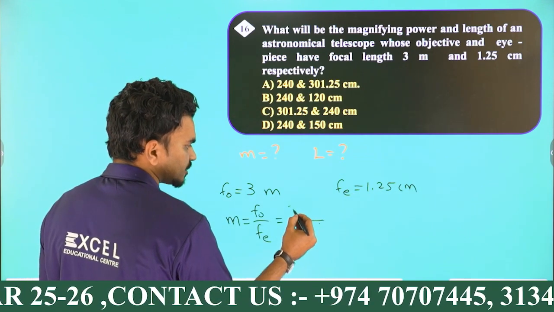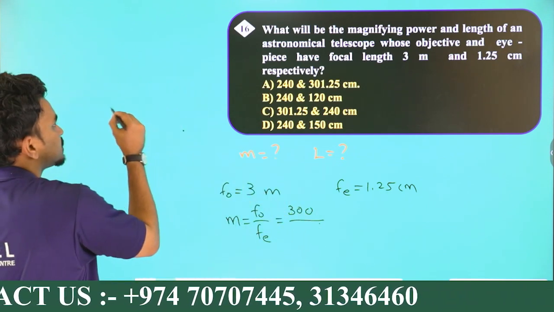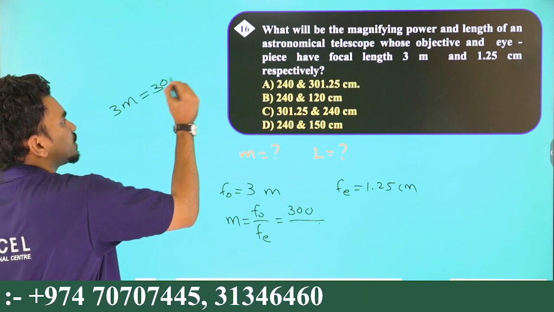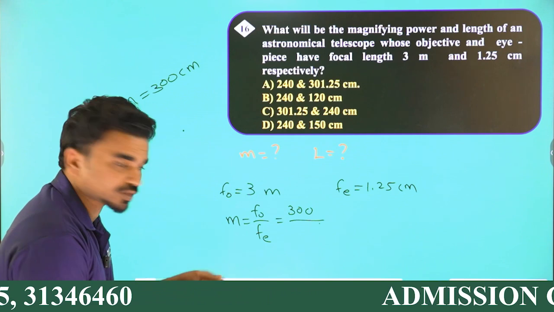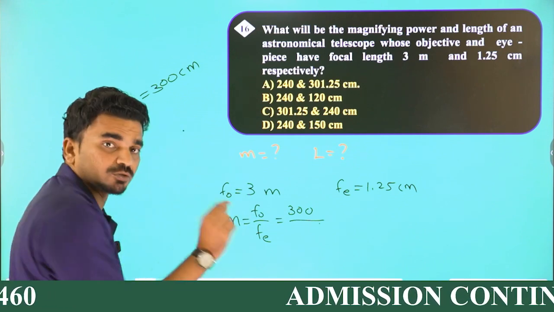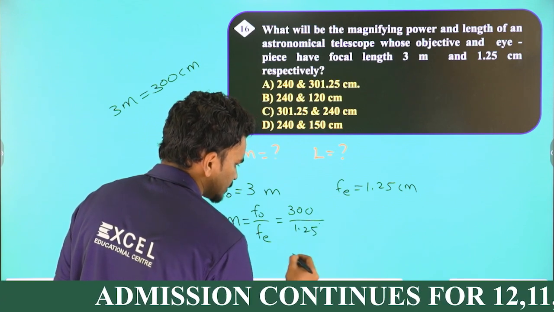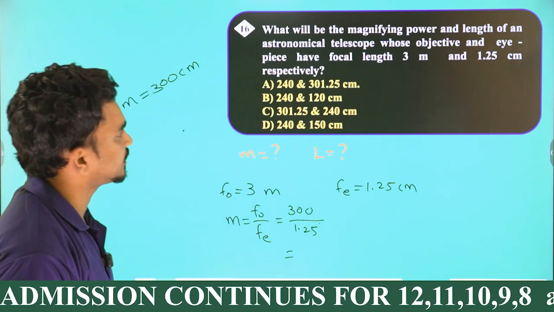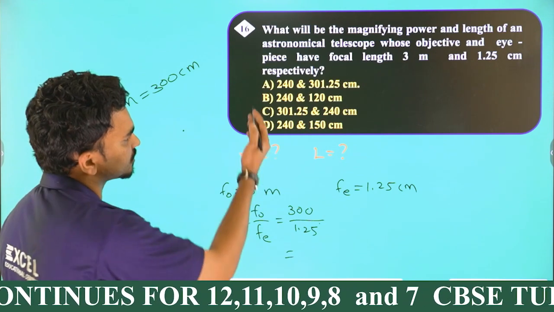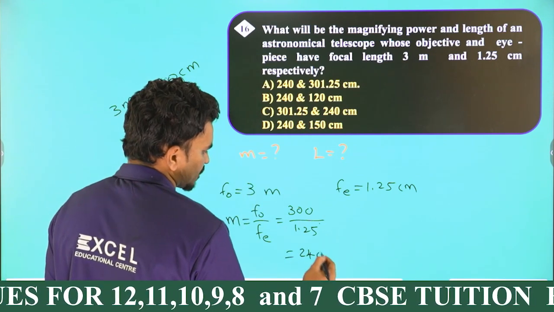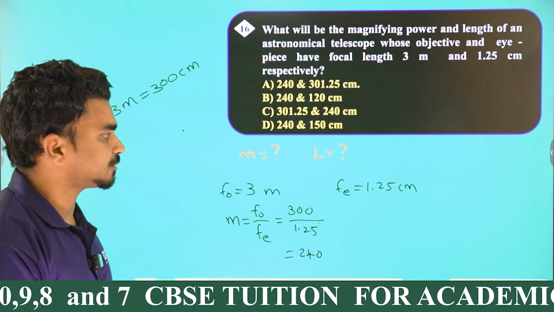So this 3 becomes 300. 3 meter can be written as what? 300 centimeter. While you are finding the magnifying power, keep in your mind, both focal lengths should be in the same unit. If you divide this one, we will get the magnifying power. How much will you get? If you solve this, less than 300, right? So the answer is here, magnifying power. Can you check it out? It's like 240. I think you will get 240 magnifying power.